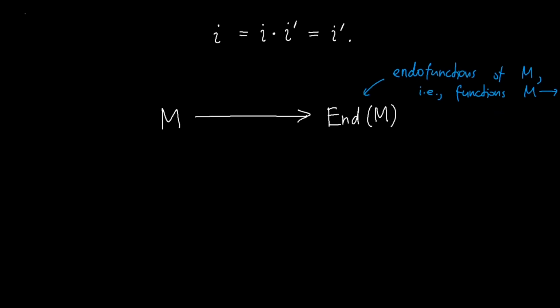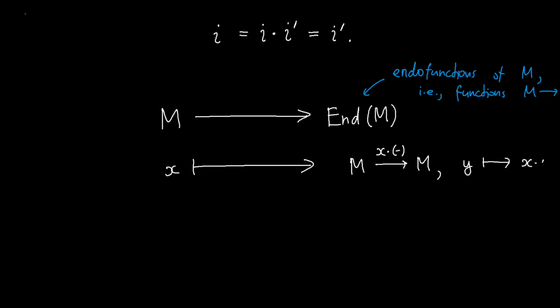Why is this thing a magma itself? Because we can compose functions. We can take two functions and compose them, and that's how we get a binary operation. So the way we are going to map M in there, in other words, build a function from M to End(M), is the following. Every element of M, let's call that element x, as we have been doing before, will map to the following function from M to M. This function will be called x dot blank. What this function does is it maps y to x dot y.